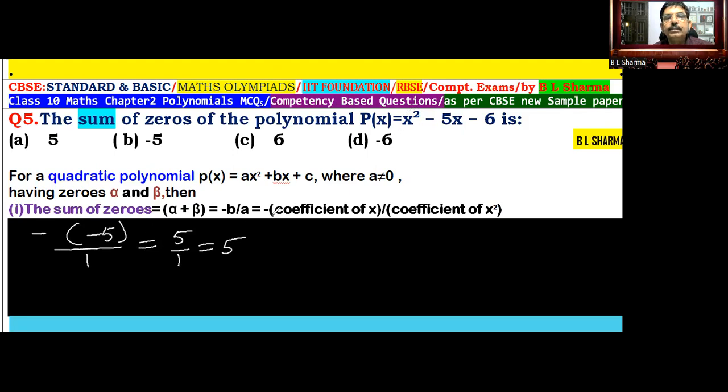What is the sum of zeros? That is negative of the coefficient of x upon the coefficient of x square. Whatever the coefficient of x comes out to be, take its negative. So negative 5 is the coefficient of x, and negative of this will be plus 5. Therefore A is the correct option. Please learn this formula. The sum of zeros is given by negative of the coefficient of x upon the coefficient of x square.